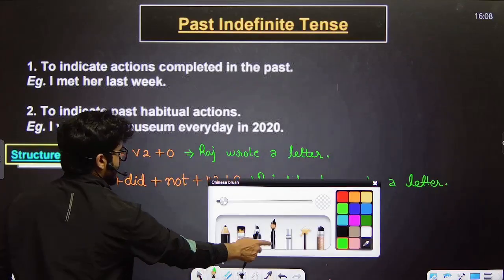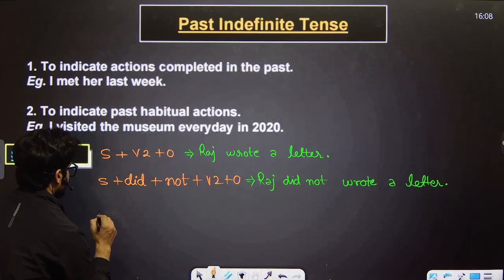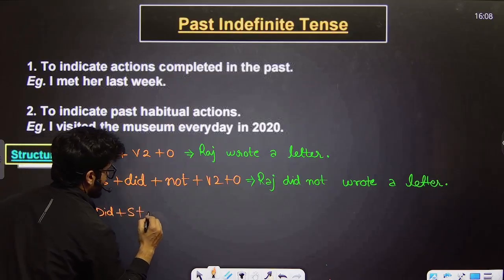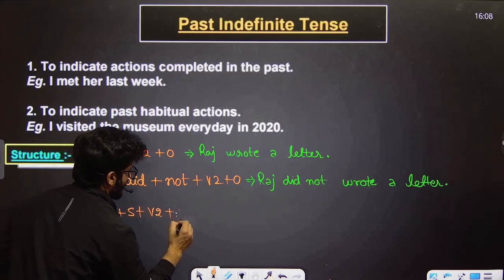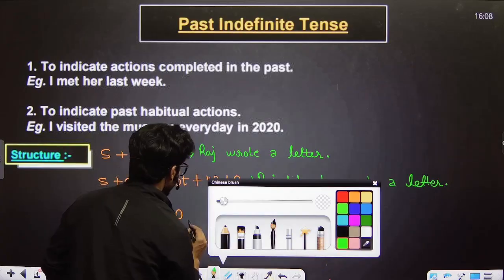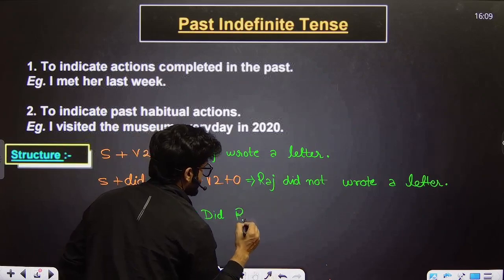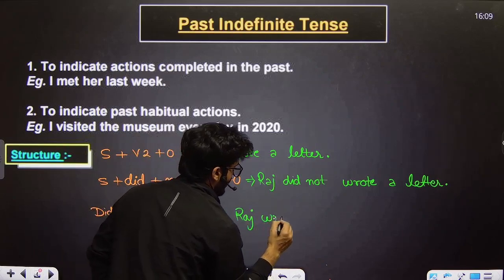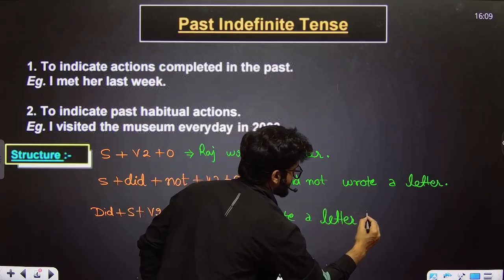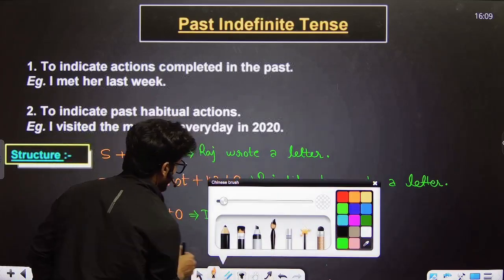Then again you can have the interrogative form: did plus subject verb 2 plus object. So you will write here: Did Raj write a letter? Question mark. Got it? The question mark is required here. Don't miss the question mark.